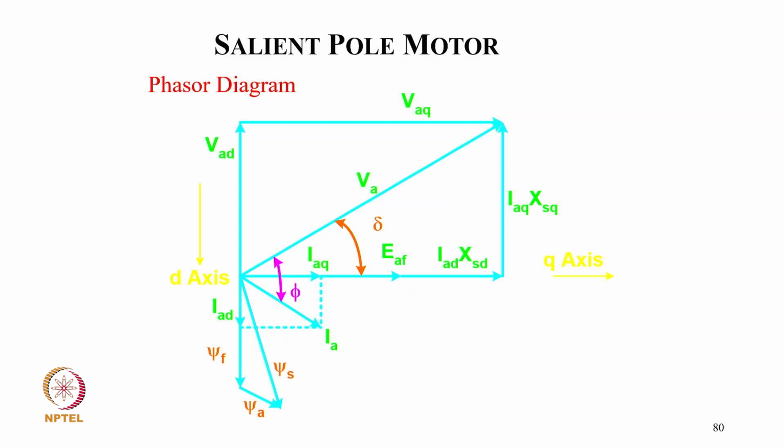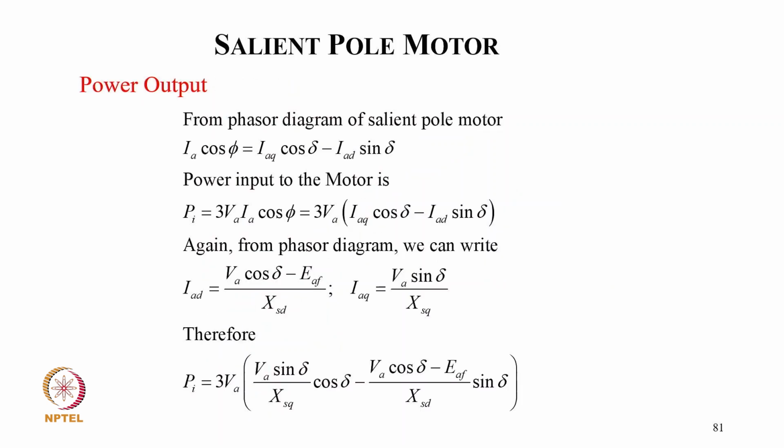And this is typically the phasor diagram of the salient pole motor, where we have a supply voltage and the D axis and Q axis current and reactance drop, and EF addition of that, and the different phase angle and current phasors correspondingly. So power output from the phasor diagram for salient pole, IA cos phi equal to IAQ cos delta minus IAD sin delta, and power input to the motor PI equal to 3 V IA cos phi, that is 3 VA in bracket IAQ cos delta minus IAD sin delta. Again from the phasor diagram we can write IAD equal to VA cos delta minus EF upon XD, and IAQ equal to VA sin delta upon XQ.